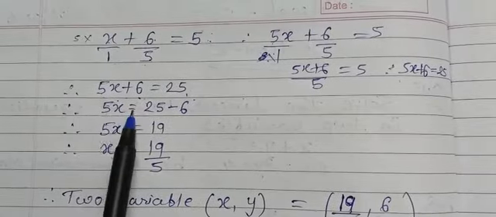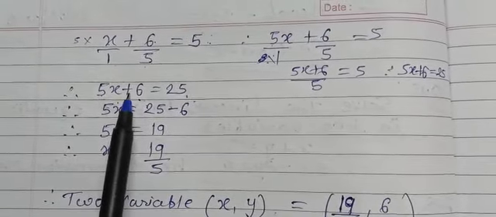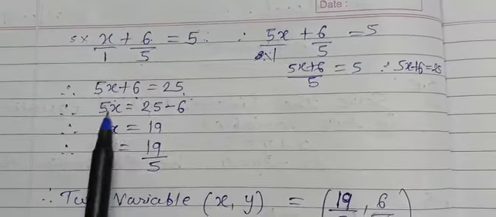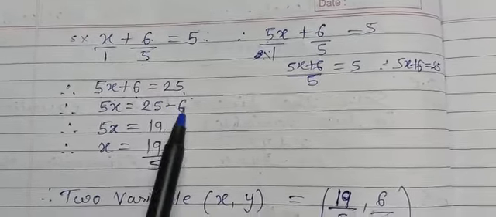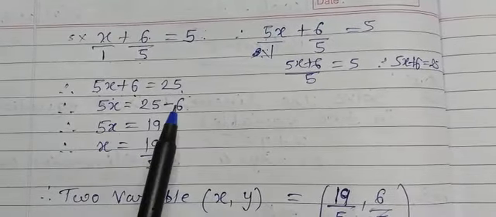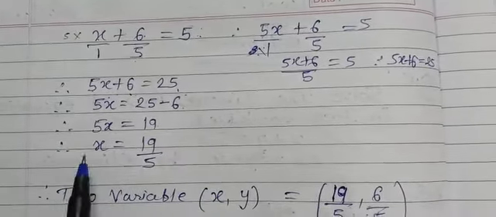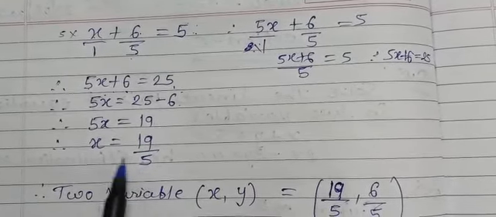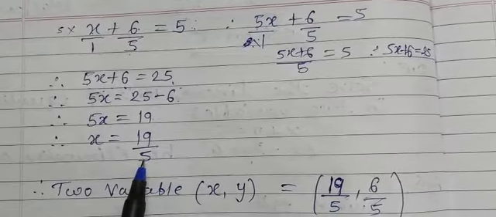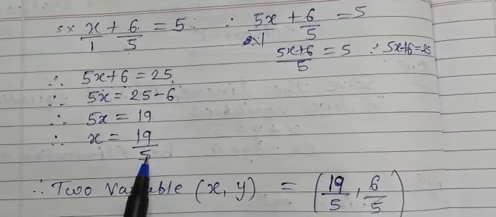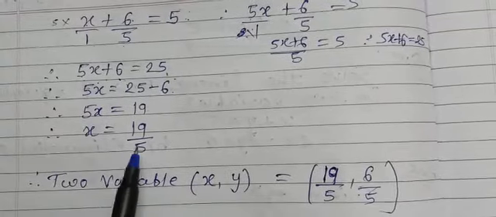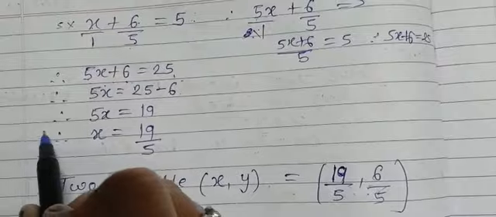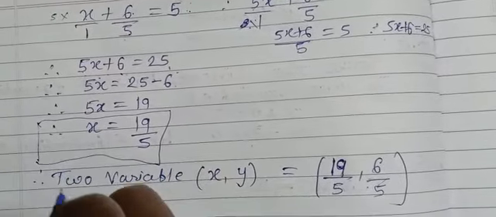Now 5x is equal to 25. If plus 6 goes to the other side of the equal sign, then it will be negative. So 5x is equal to 25 minus 6. Therefore 5x is equal to 25 minus 6, which is 19. x is equal to 19, and 5 will come on the other side of the equal sign, and it will go into the denominator, from multiplication to divided form, right? So now we have the value of x also, right?